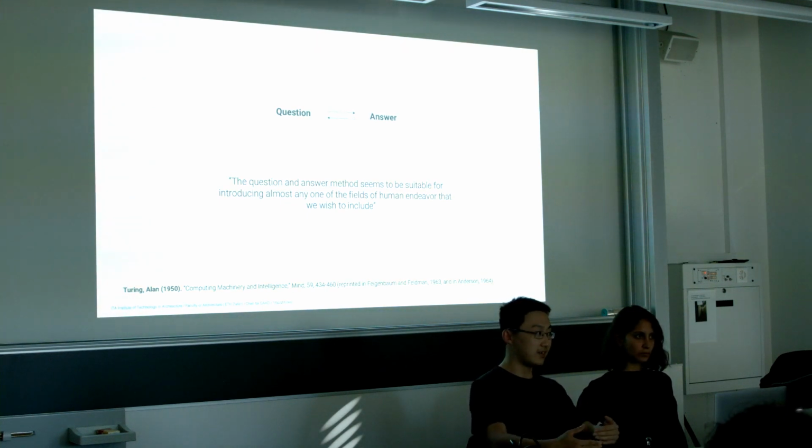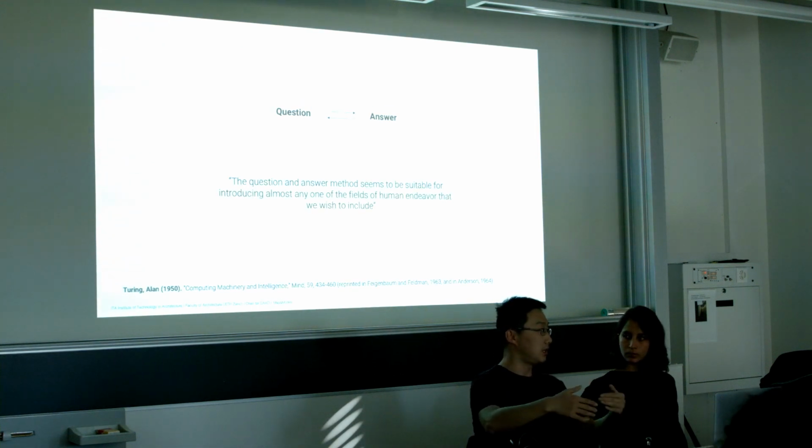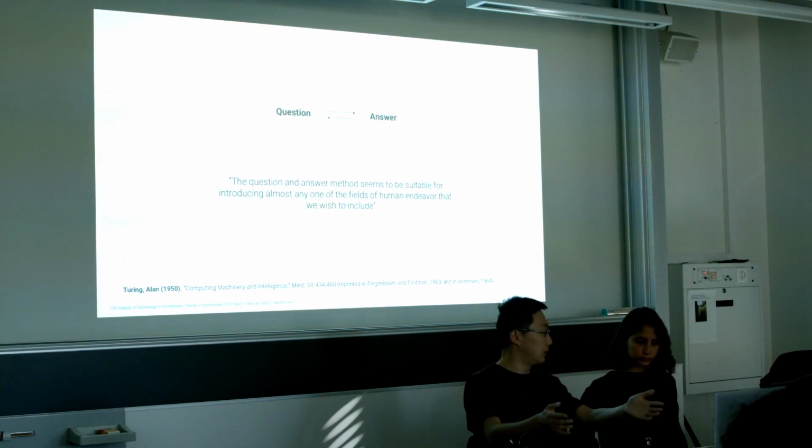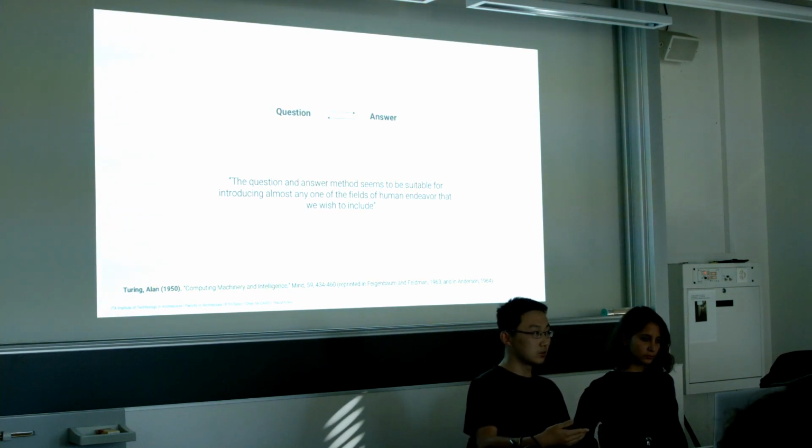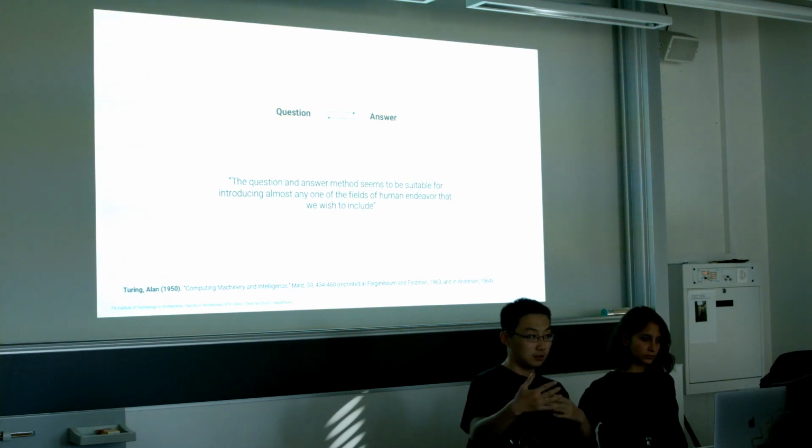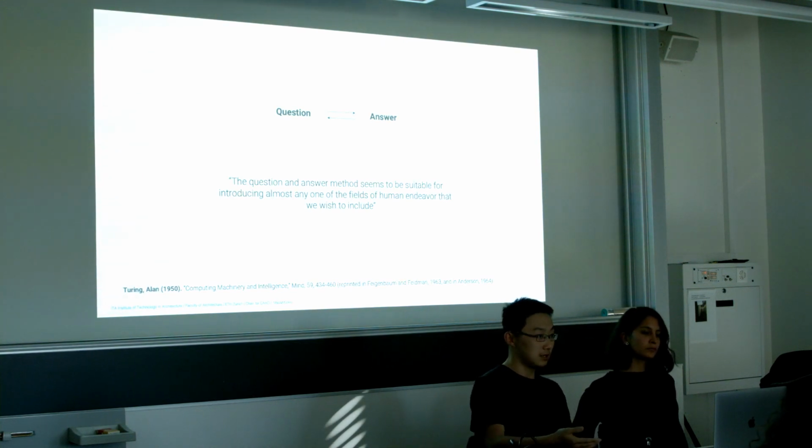That basically we have a human interpreter, and we have an object sitting in another room, which can be a machine or can be a human. And then by asking questions and getting answers, the interpreter should determine if the object in the other room is a machine or not.